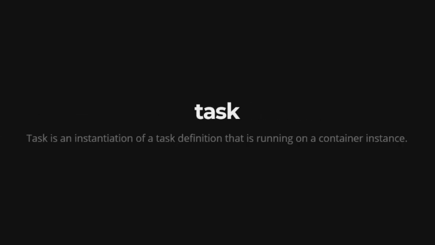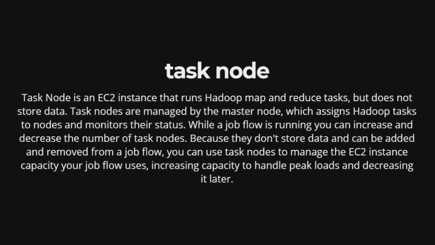Task. Task is an instantiation of a task definition that is running on a container instance. Task node. Task node is an EC2 instance that runs Hadoop map and reduce tasks, but does not store data. Task nodes are managed by the master node, which assigns Hadoop tasks to nodes and monitors their status.